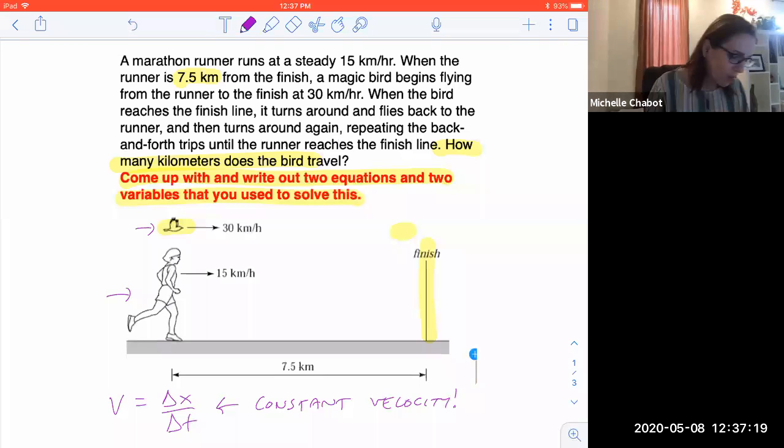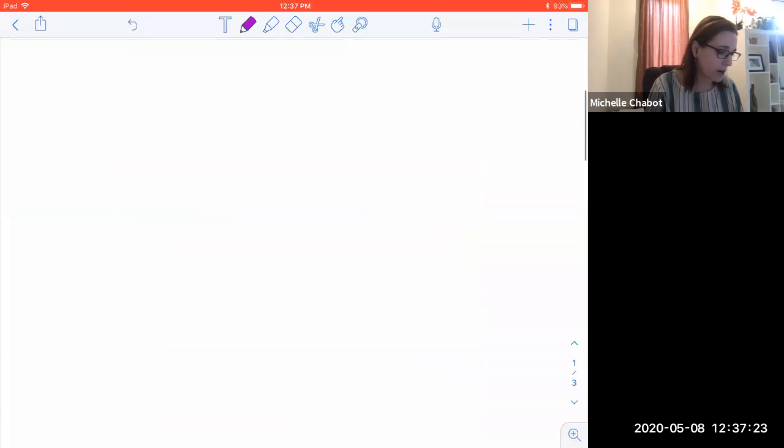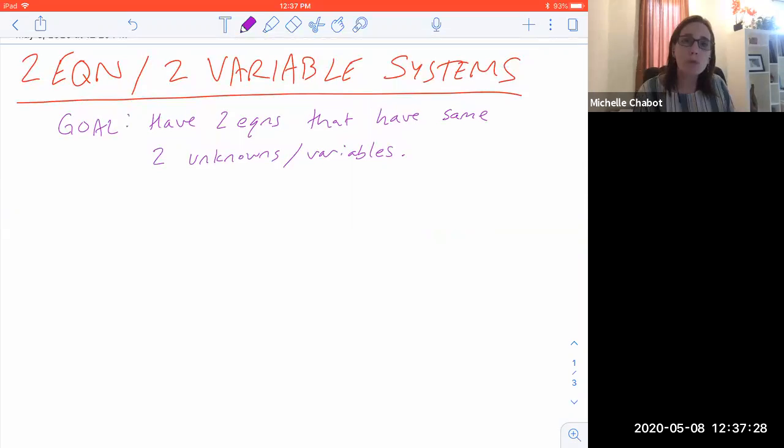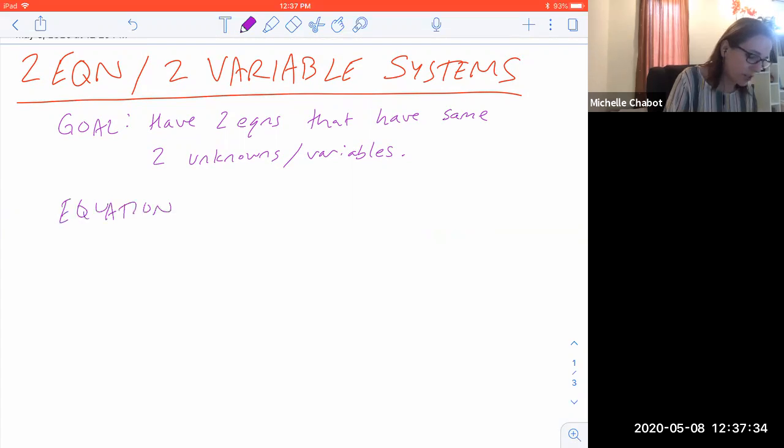So for this specific situation, the way that it works for our 2 equations and 2 unknowns is that we want to have an equation for each object. So have an equation for each object.